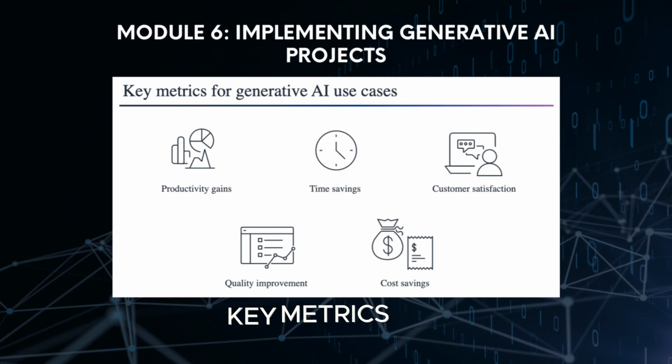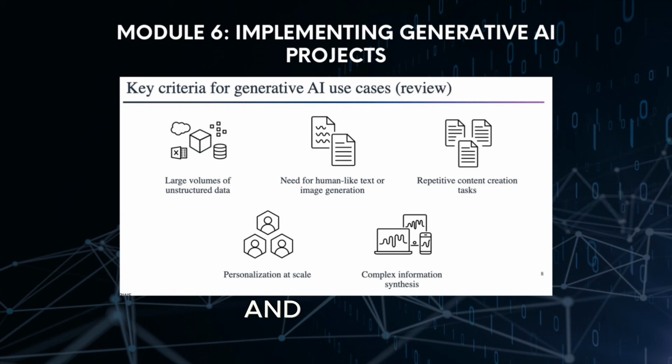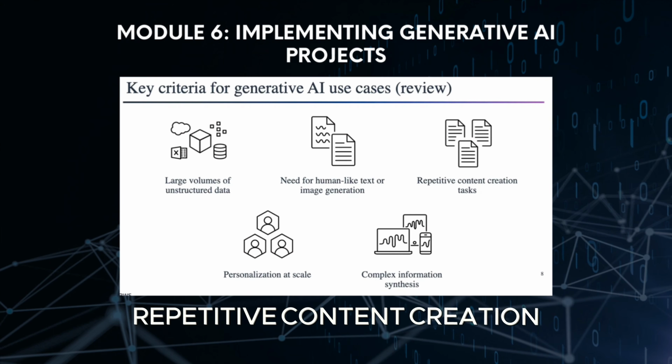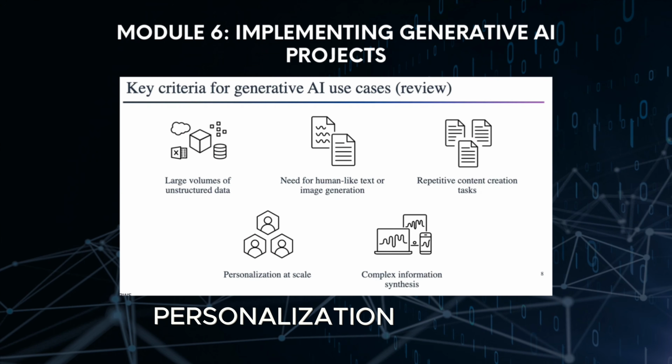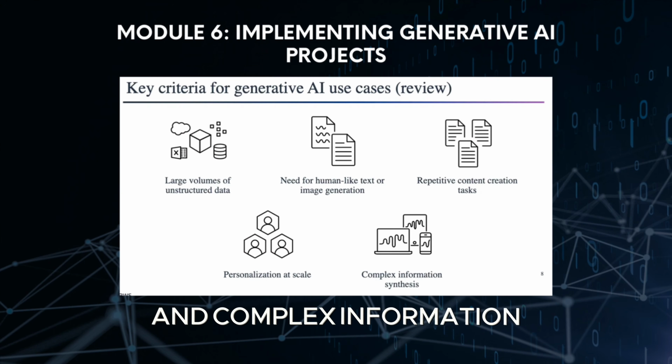And so the key metrics for generative AI use cases are productivity gains, time savings, customer satisfaction, cost savings, and quality improvement. And then the key criteria for generative AI use cases are large volumes of unstructured data, the need for human-like text or image generation, repetitive content creation tasks, personalization at scale, and complex information synthesis.